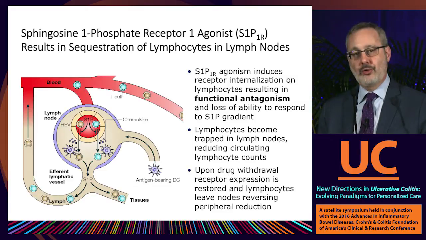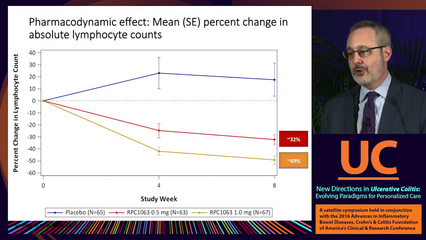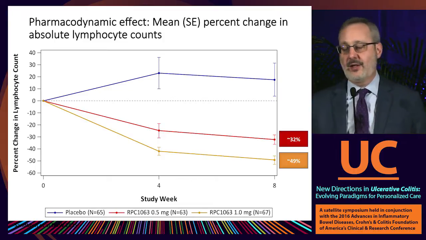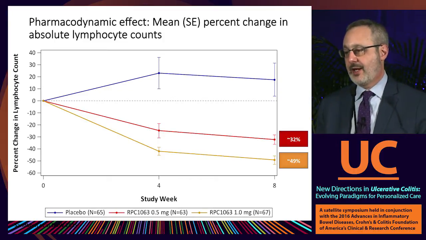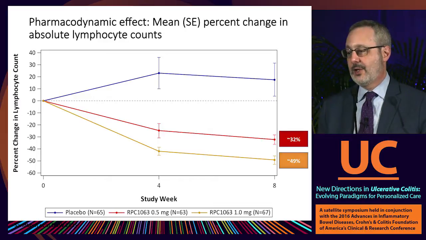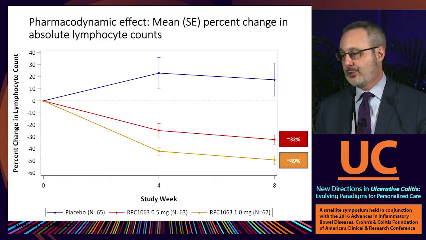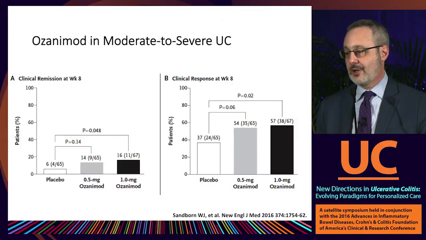And then when you withdraw the drug, very shortly, the receptor is expressed again, and these lymphocytes re-enter circulation. So you see this first effect as a depression of lymphocyte counts. Absolute lymphocyte counts are reduced with two of the doses studied with Ozanimod, RPC 1063, as it was previously called, that were studied in an ulcerative colitis study.